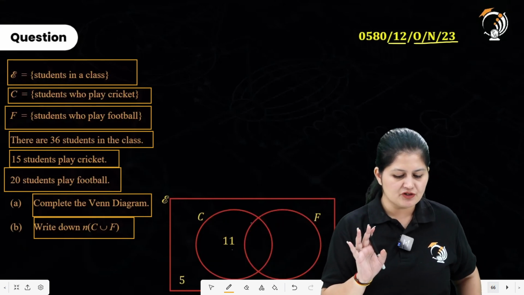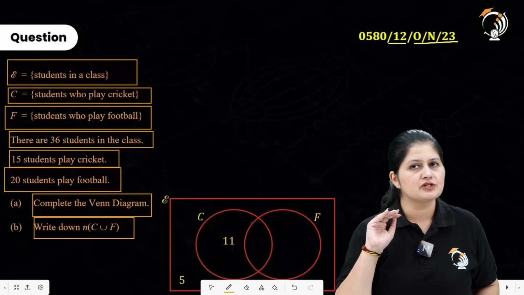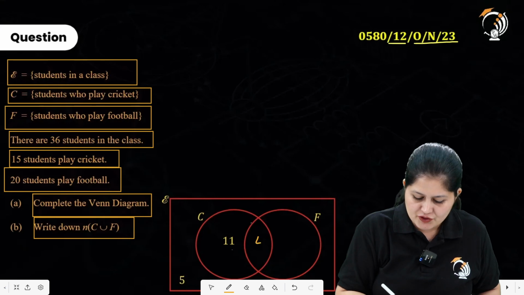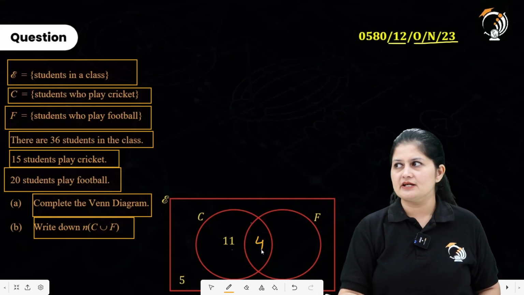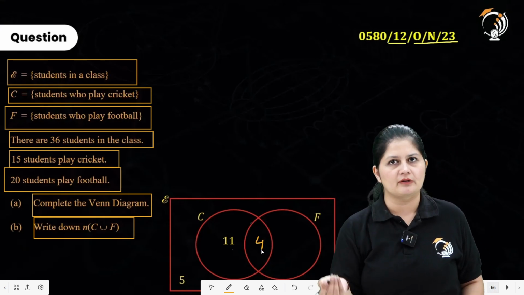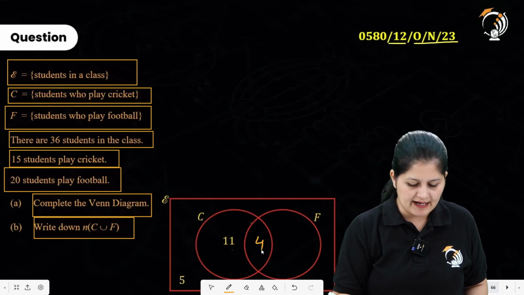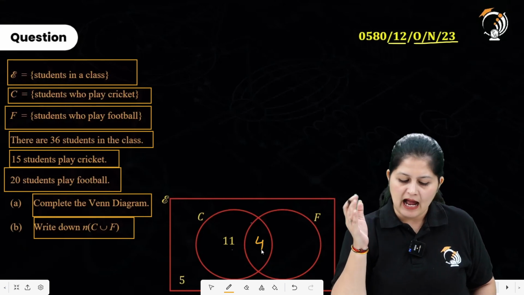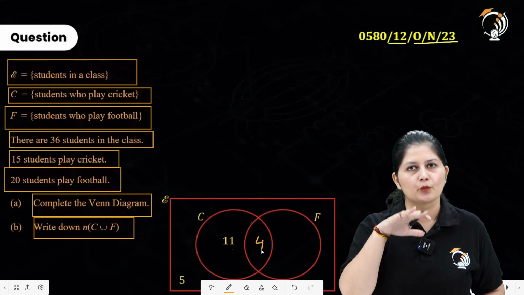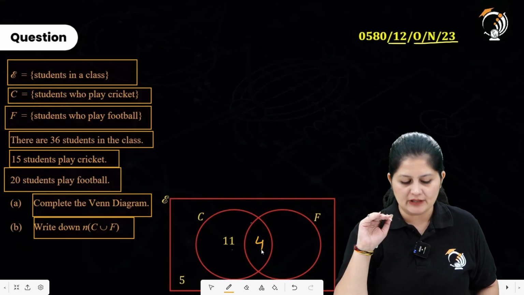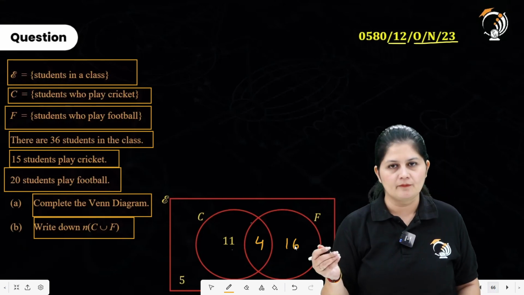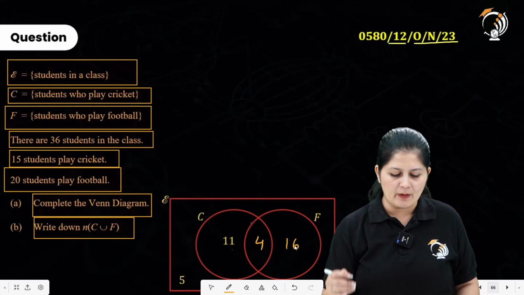So firstly, let's complete this Venn diagram. It is given to us that there are 15 students who play cricket, and we are already given 11. That means there are 4 students who are left here. That means there are 4 students who play both cricket and football. After that, we know that there are 20 students who play football, out of which 4 play both football and cricket. So that means there are 16 students who play only football. So this is how we have completed the Venn diagram.